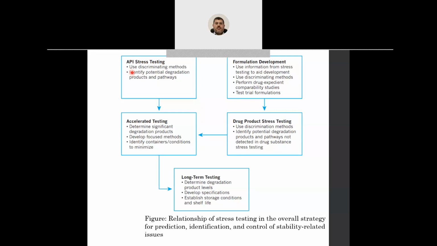Once you study the degradation, you have to use discriminating methods. This is the same as we say stability indicating method. You have to use stability indicating methods, meaning that this method can determine the drug in the presence of degradation products. Of course, you cannot use a method like spectrophotometry, but you can use HPLC. And in HPLC, the chromatogram and the conditions must be able to separate the peak of the API from the peaks of degradation products. In this case, you can determine it exactly.